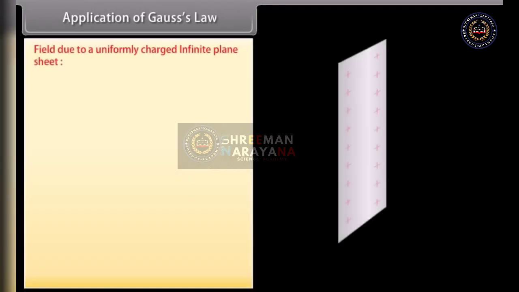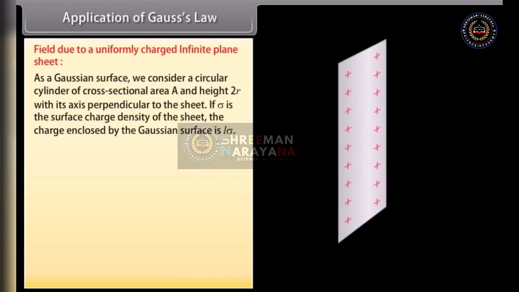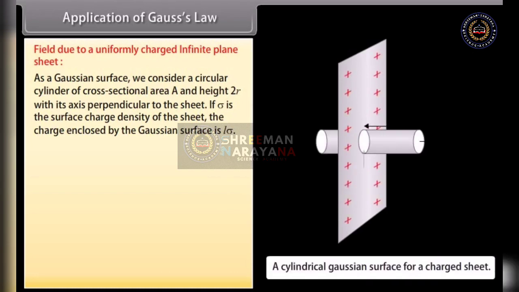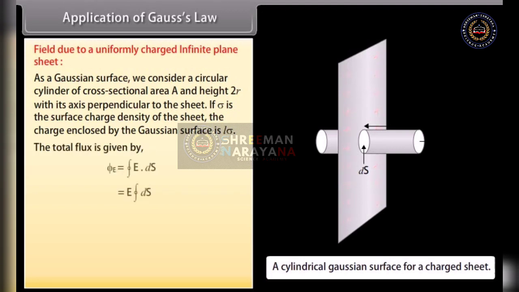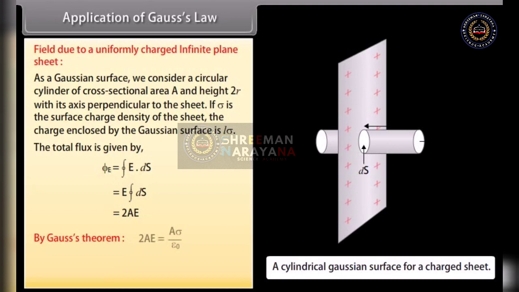Field due to a uniformly charged infinite plane sheet. As a Gaussian surface, we consider a circular cylinder of cross-sectional area A and height 2r with its axis perpendicular to the sheet. If sigma is the surface charge density of the sheet, the charge enclosed by the Gaussian surface is A sigma. We know that phi E is equal to the integration over a closed surface of E dot ds, which is equal to the product of 2A and E. According to Gauss's theorem, the electric field at any point at a distance r from the sheet is equal to sigma divided by 2 epsilon naught.